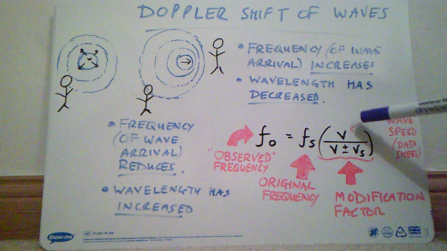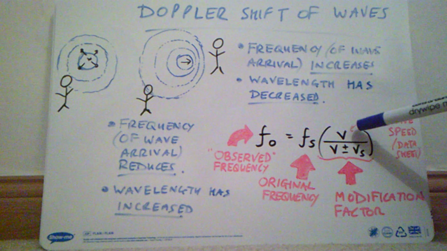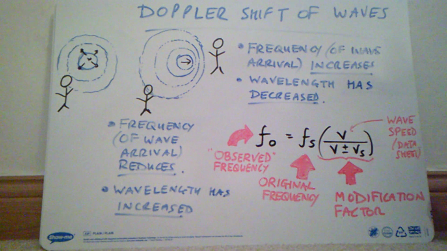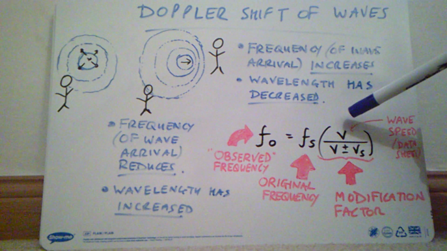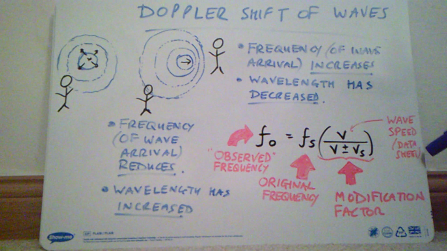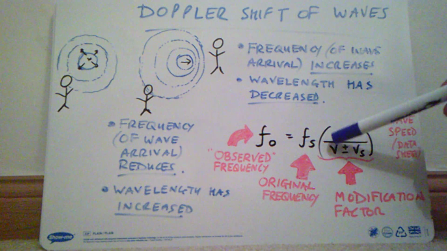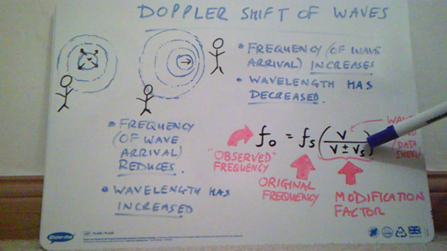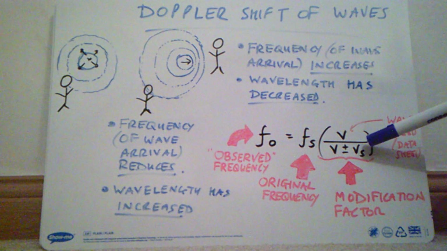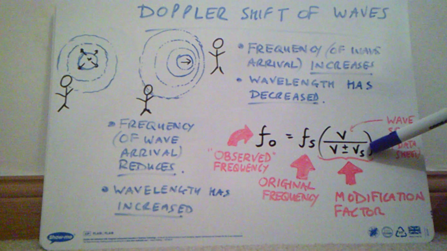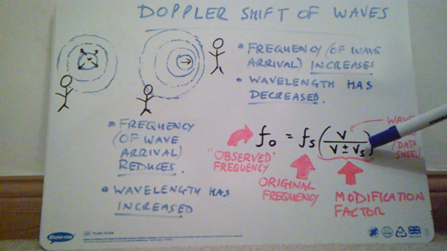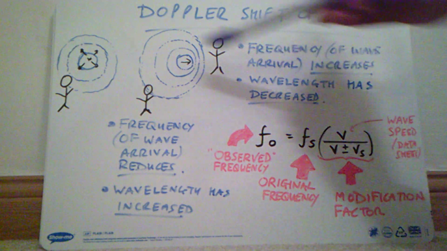And then this v divided by v plus or minus vs. V is the wave speed, and you get that on the data sheet. V underneath, that's the wave speed again, and then vs is the speed of the moving thing itself, the object, the source of the wave. So in this case it would be the speed of the duck.